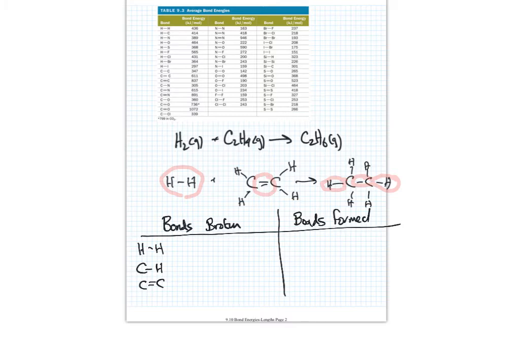So I'm going to show you where those are. There's the hydrogen-hydrogen bond, there's carbon-hydrogen bonds, and there's the carbon-carbon double bond. So I want to take accounting of these, and I'm going to say, how many of these bonds are broken? I've got one hydrogen-hydrogen bond, I've got 4 carbon-hydrogen bonds, and I've got 1 carbon-carbon double bond. Then the next thing I need to do is look at the energy per bond.